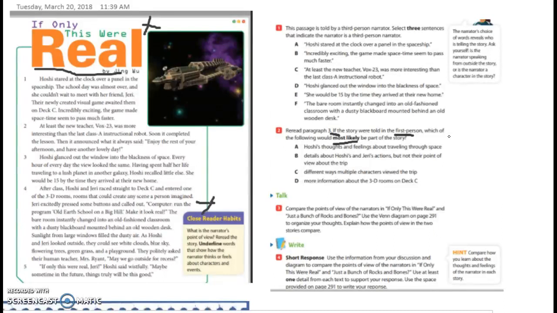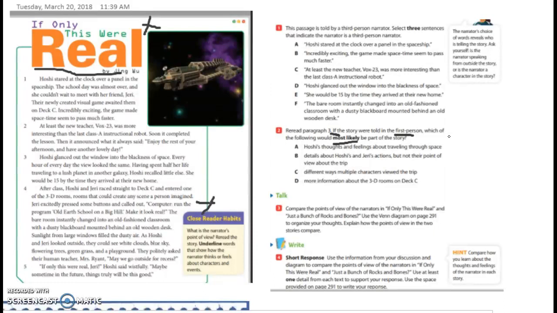Hoshi glanced out the window into the blackness of space. Every hour of every day the view looked the same. Having spent half of her life traveling to a lush planet in another galaxy, Hoshi recalled little else. She would be 15 by the time they arrived at their new home. After class, Hoshi and Jerry raced straight to Deck C and entered one of the 3D rooms that could create any scene a person imagined.